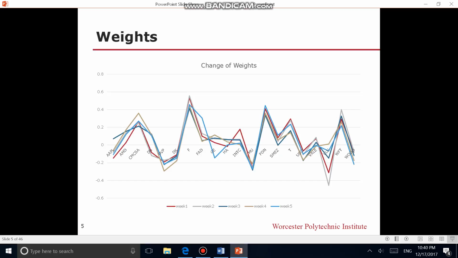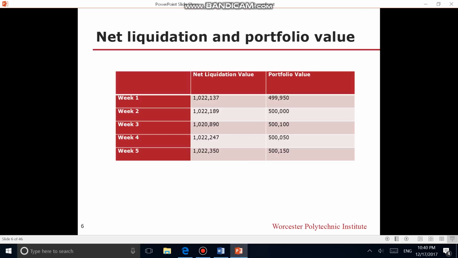And for asset GE, it changes from a positive number to a negative number on week 5. This is because the stock's price changes a lot. And for other assets, the weights keep positive or keep negative for VLU assets.